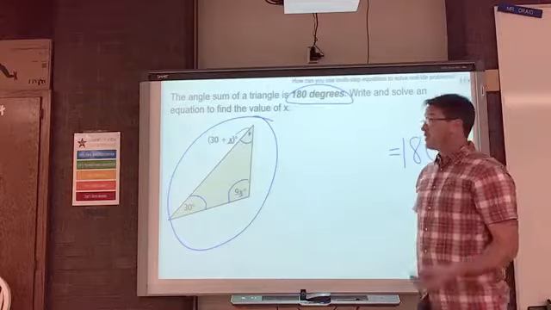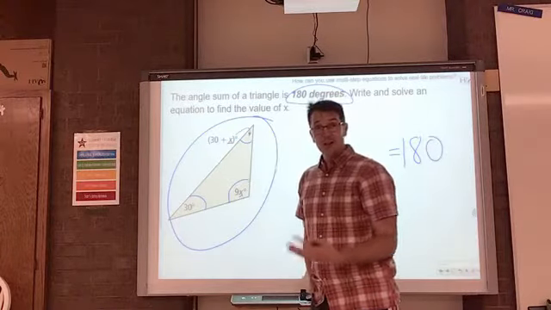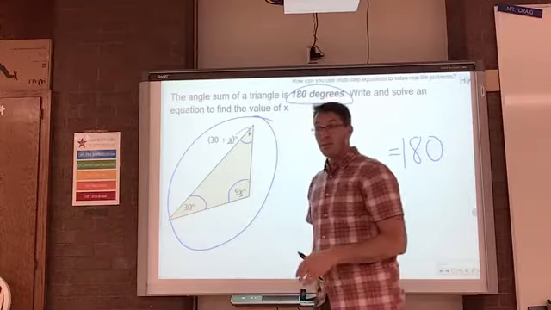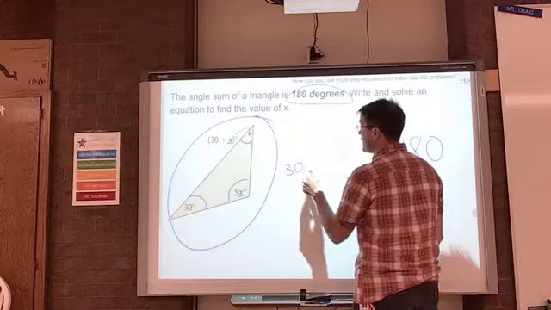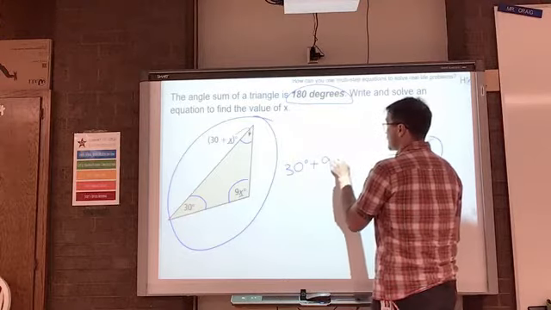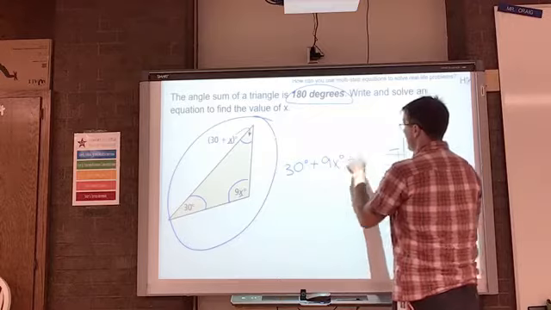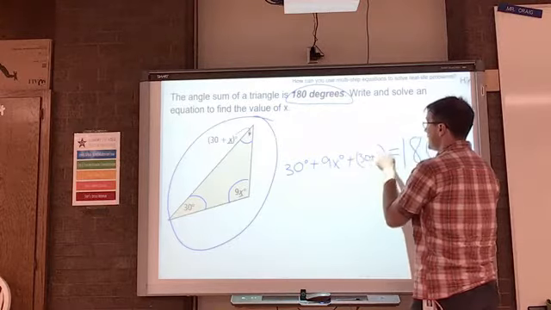Now, all I got to do is find the sum of the angles. Sum means addition. So I'm going to be doing what to each angle? Adding. So I'm going to go 30 degrees plus 9x degrees plus parentheses 30 plus x degrees.